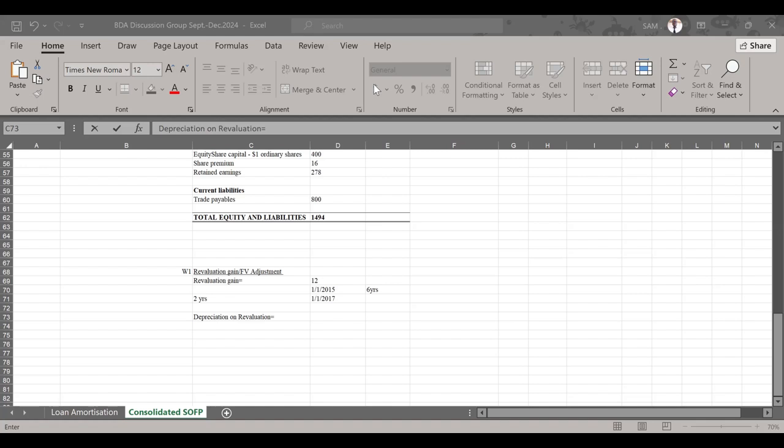Depreciation on fair value adjustment. No one is talking. People are quiet. Amount divided by number of years. I see JMK telling us that. Amount divided by number of years. Somebody else to try.